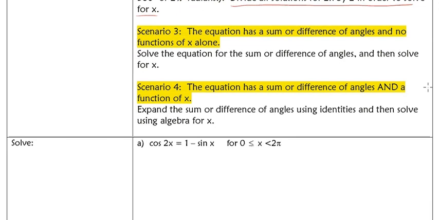Scenario 3, the equation has a sum or difference of angles and no functions with just x. In that case, you'll solve the equation in terms of your sum or difference of angles, then get x at that point. And then scenario 4, you have both sum or difference of angles and functions in terms of x. Then you need to use your identities for sum and difference of angles to get them in terms of just x, and then from there, solve using just algebra to get x by itself.